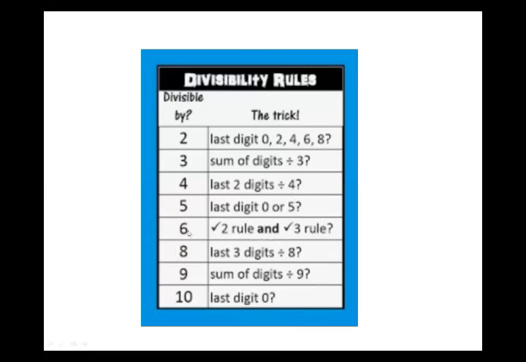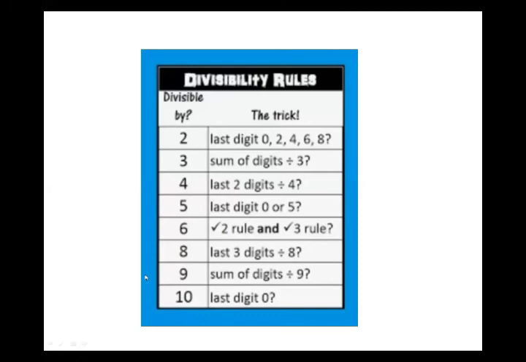For the divisibility of 6, we use two rules. For the divisibility of 2, the ones place is 0, 2, 4, 6 or 8. And for the divisibility of 3, if the sum of the digits is divisible by 3, then the number is divisible by 3. For the divisibility of 6, if both rule 2 and rule 3 are applicable, then divisibility by 6 is also applicable.